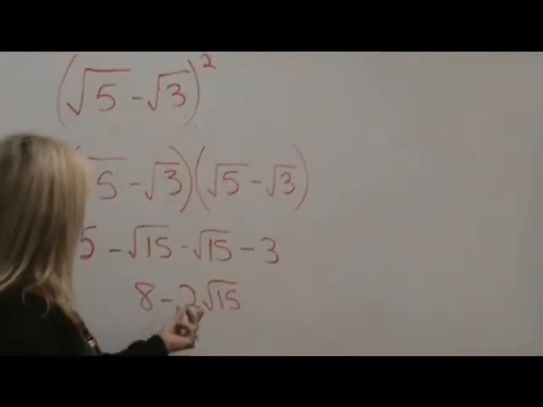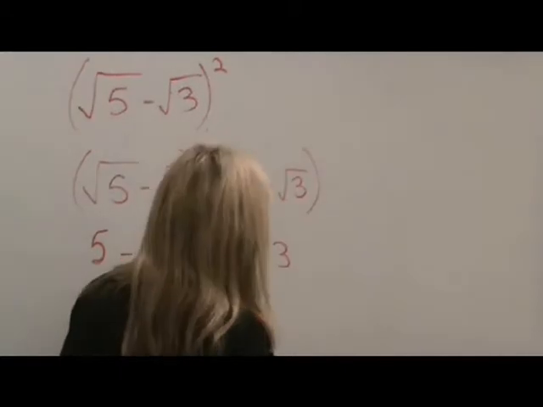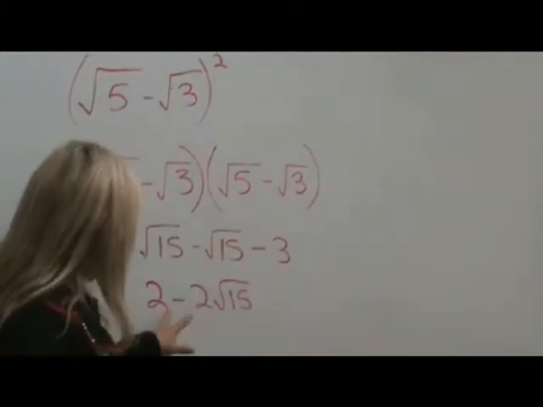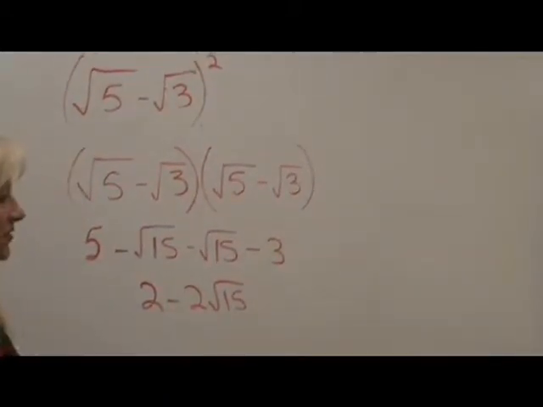Wouldn't it be 2 minus 2 square root of 15? 5 minus 3? Yes, thank you, sorry. 5 minus 3 would be 2. Yes. And then you would have negative 2 square root of 15.